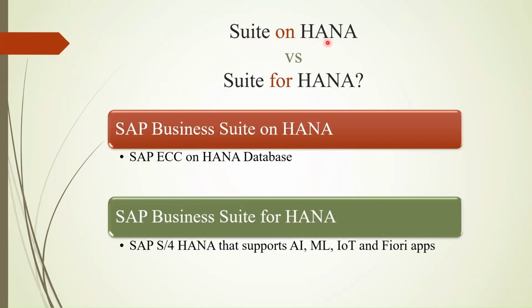Suite on HANA versus Suite for HANA. When an SAP ECC runs on HANA database, it is called SAP Business Suite on HANA. This we have already learnt in the previous lecture. Whereas when SAP S4 HANA runs only on SAP HANA database, supporting some new technologies like AI, ML, IoT and Fiori apps, it is called SAP Business Suite for HANA.